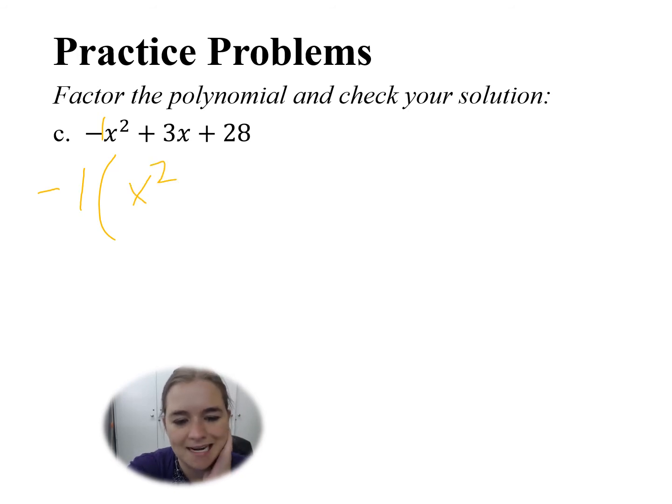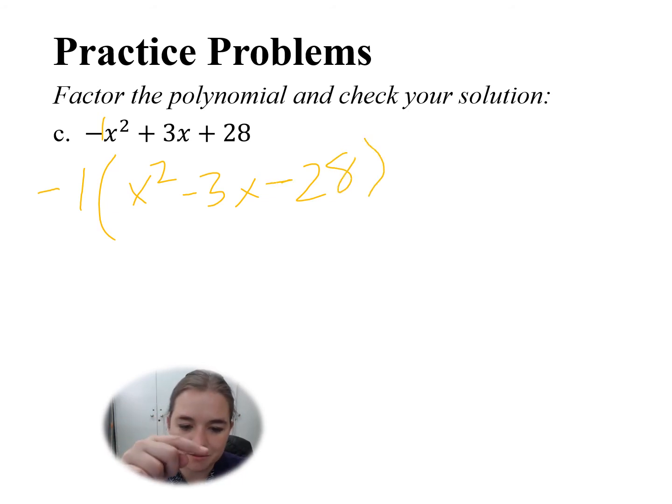When I pull out negative 1 from 3, I know that this turns into a negative 3. And when I pull out negative 1 from positive 28, it turns into a negative. If I were to redistribute that negative out, it would match my original expression, so I know that I've done it correctly. Now let's factor the trinomial that we're left with inside the parentheses. I need factors that multiply to create negative 28 and add up to create negative 3. So this time, when I rewrite it, I'll leave that coefficient there.